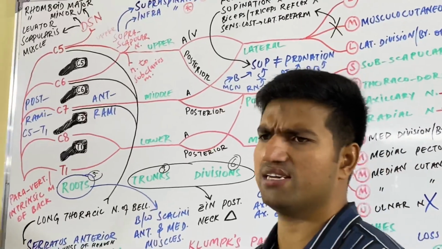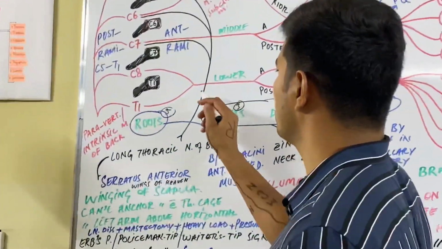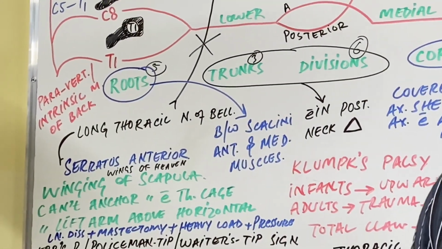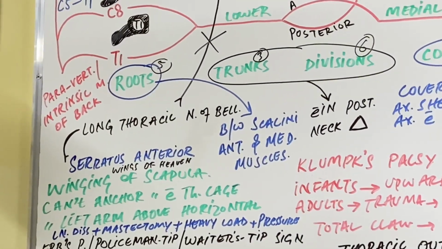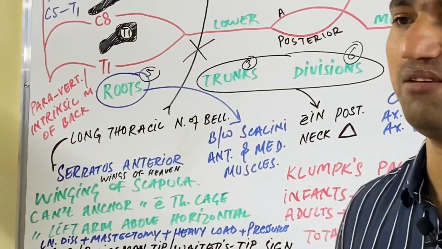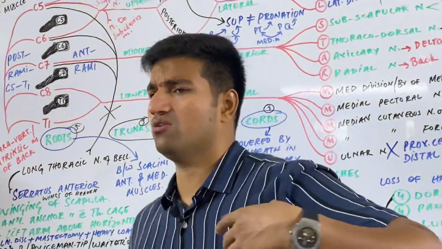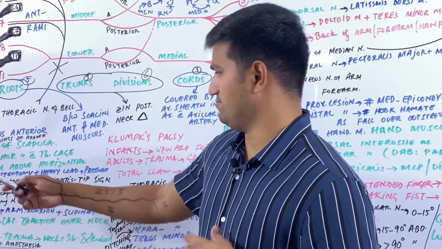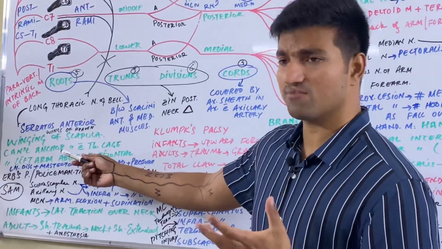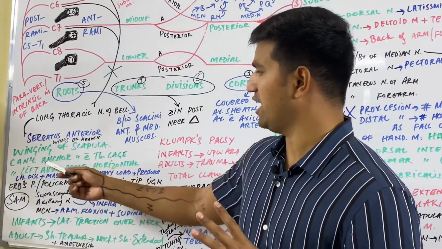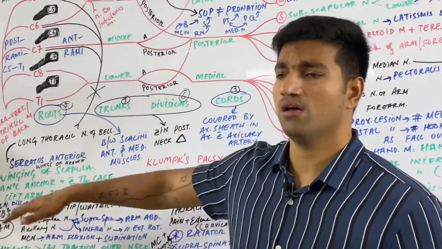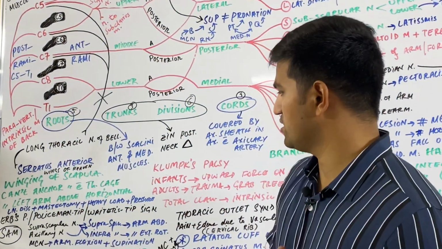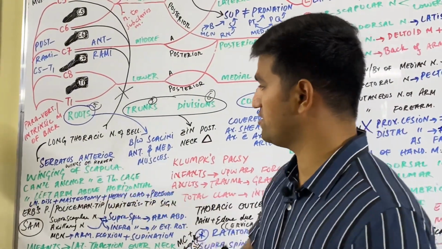And we will discuss that if there is damage or lesion to the long thoracic nerve, then that is called winged scapula or winging of scapula. It is also called wings of the heaven. Why? Because the scapula cannot hold itself or anchor with the thoracic cage, and we cannot lift our arms above the horizontal level, and we will discuss why. And yes, what are the causes of this winging of scapula?